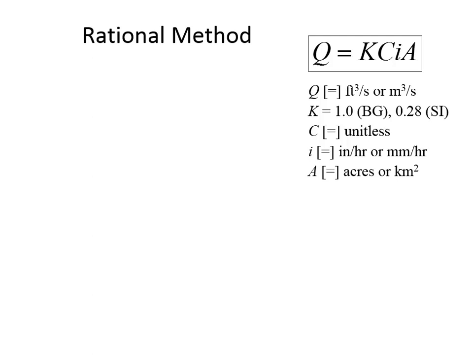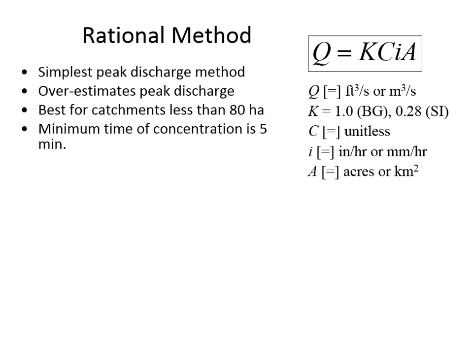And so it's called the rational method because it's relatively straightforward. All you have to know in order to predict the peak runoff is what the surface is like and what the rainfall is like. And one of the things about the rational method is it basically assumes that the rainfall intensity is constant during the entire storm. And that's not necessarily true, but it's not a horrible thing to assume if you're trying to be conservative in your design. So the rational method is very simple.